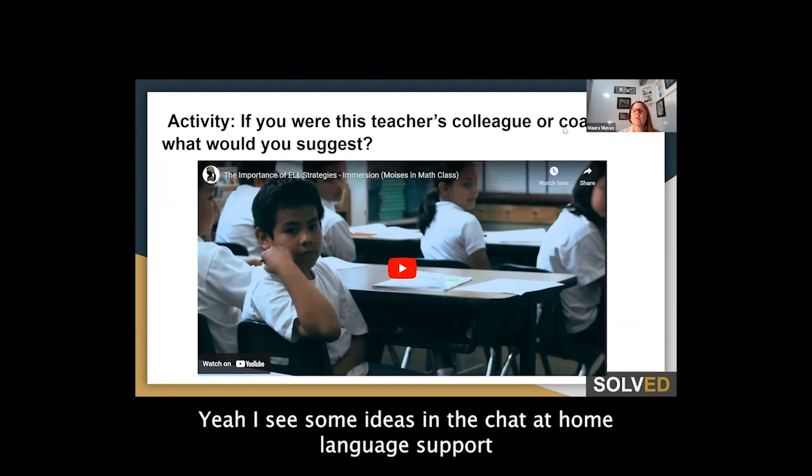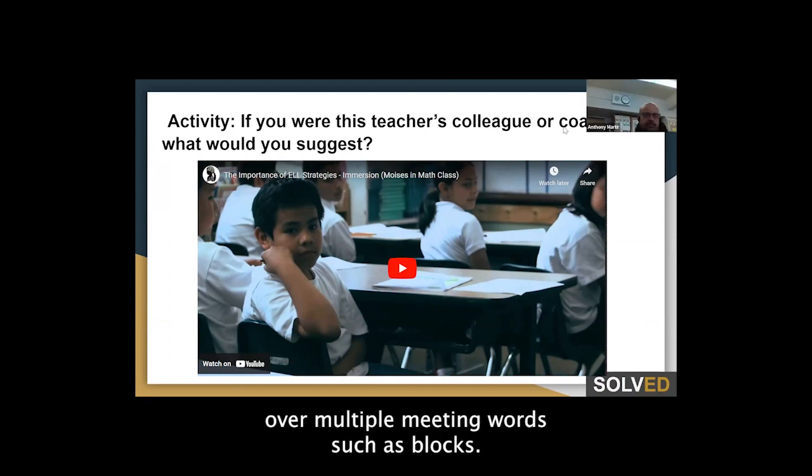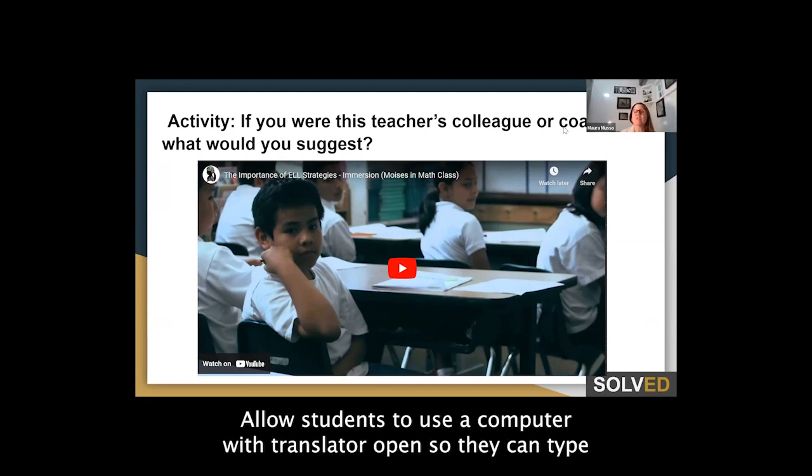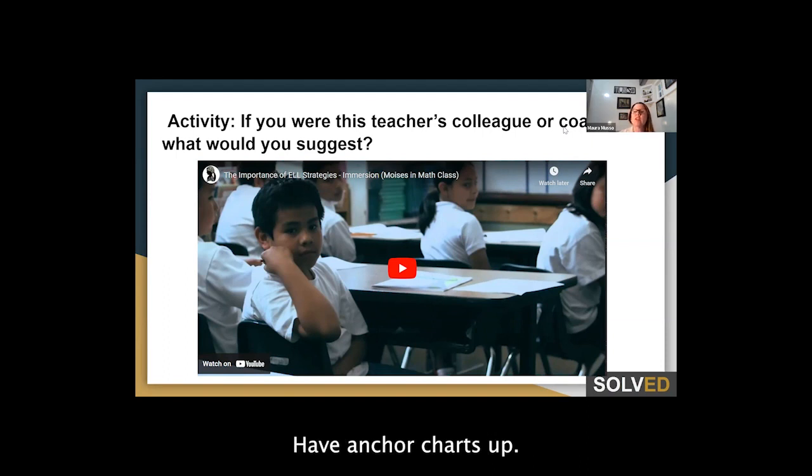Home language support in the chat: provide translated versions of the test, go over multiple meaning words such as blocks, allow students to use a computer with a translator open so they can type or speak their explanation and receive translation in real time, have anchor charts up. So many great ideas here in the chat.